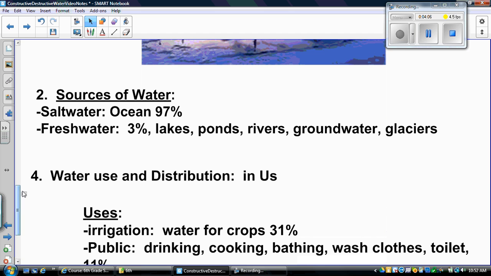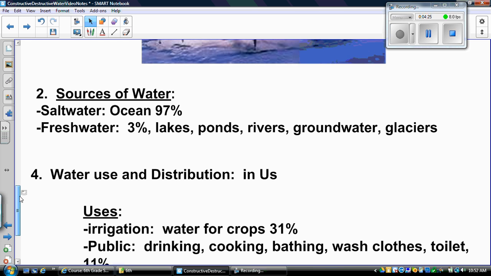Okay, so sources of water here on Earth. About 97% of our water is salt water in the ocean. Only about 3% of the water is fresh water, and we find that in our lakes, ponds, rivers, groundwater, and glaciers. So let's take a look at how water is used and distributed in the U.S.